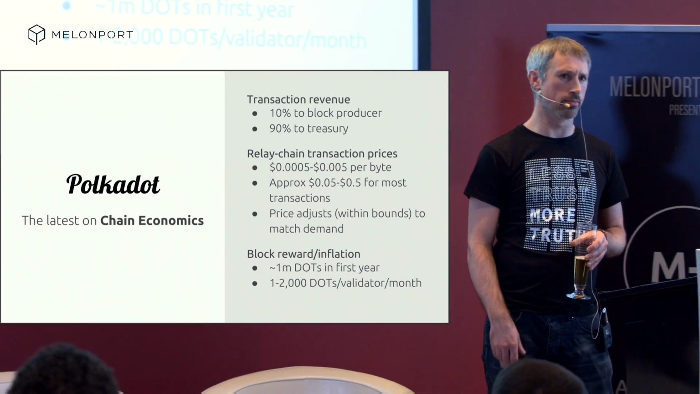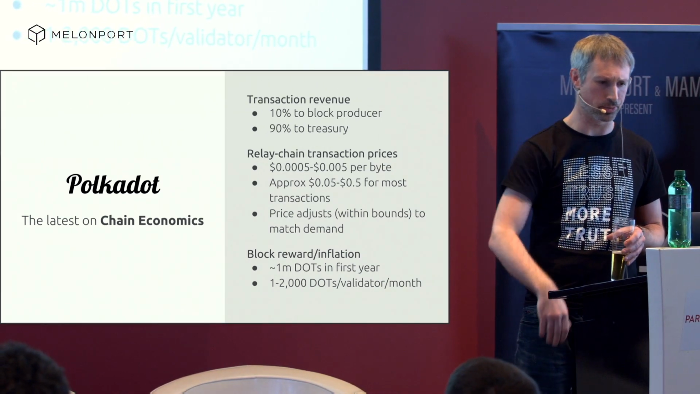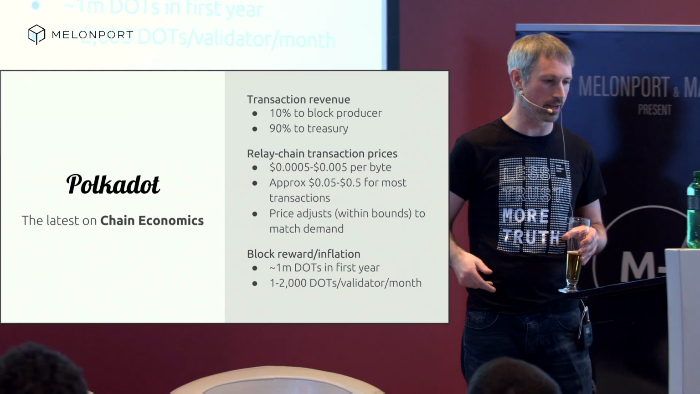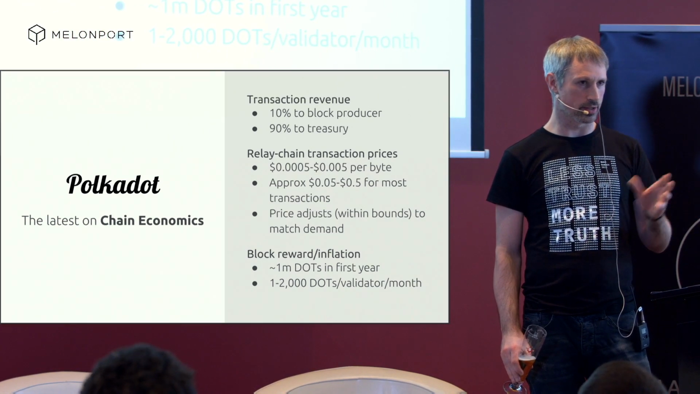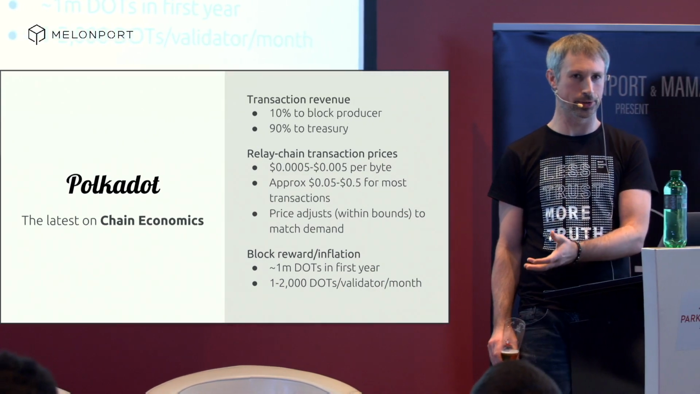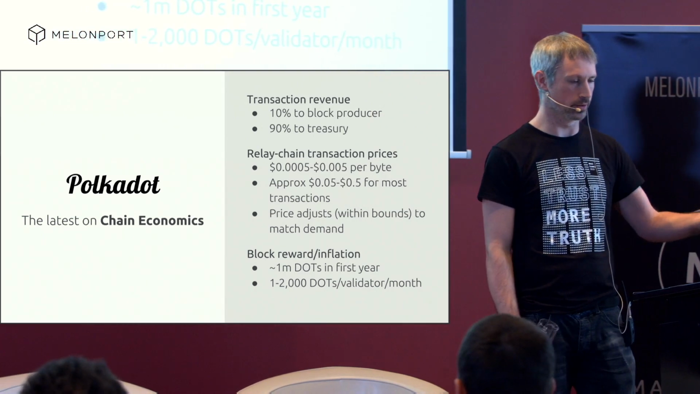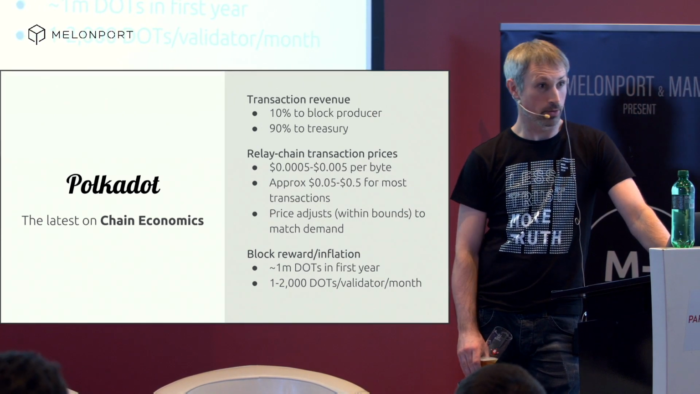Chain economics. Transaction revenue at the moment: if you're familiar with Ethereum, 100% goes to the block producer. There is no treasury because Ethereum doesn't have a DAO or anything like that. In our case, 10% is going to go to the block producer, so not too much, just a little bit. 90% will go into a treasury, and the treasury will fund chain developments, all the rest of it. Maybe conferences like this.